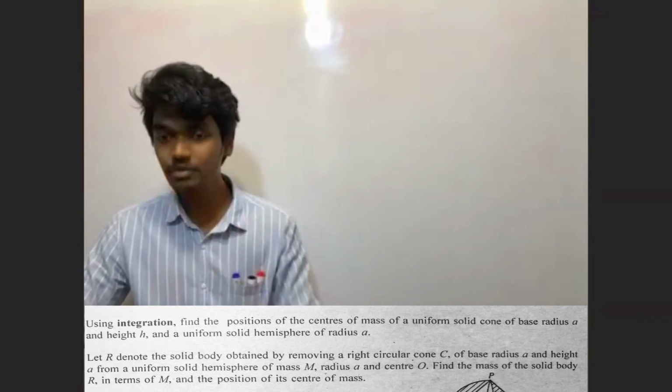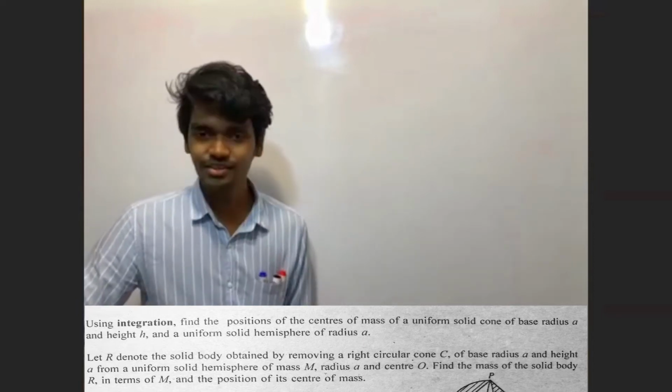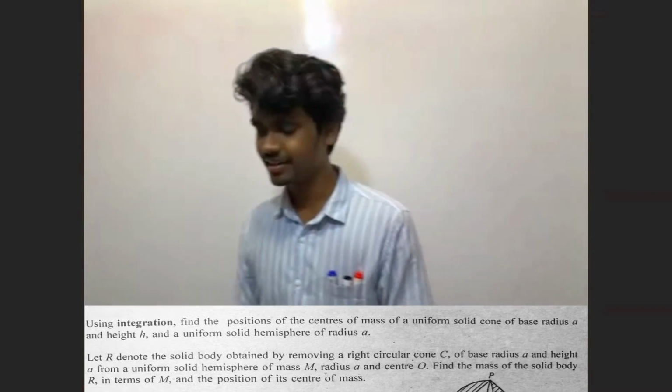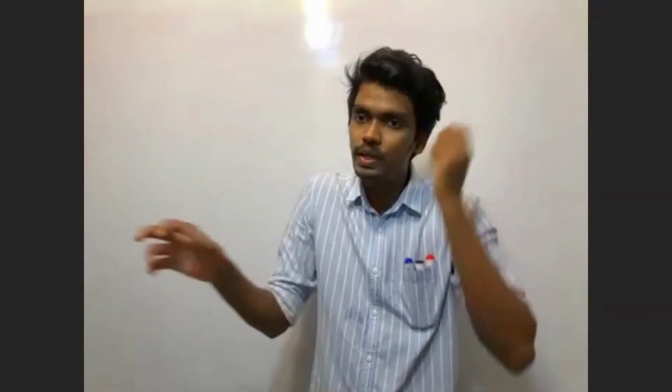And the uniform solid hemisphere of radius a. So you have to find two integrations here. Over the years they have included two integrations. If you waste a lot of time doing the first part, you will not have time to do the rest. You have to time yourself at exactly 25 minutes for one whole question. So that is how you should do it.